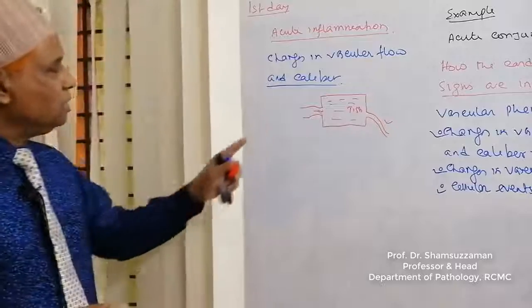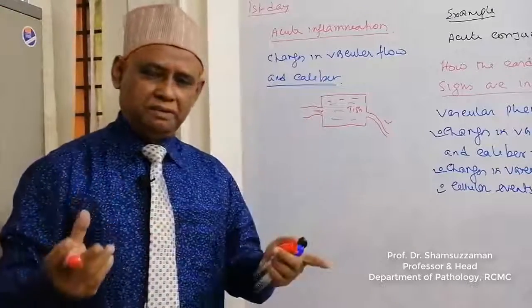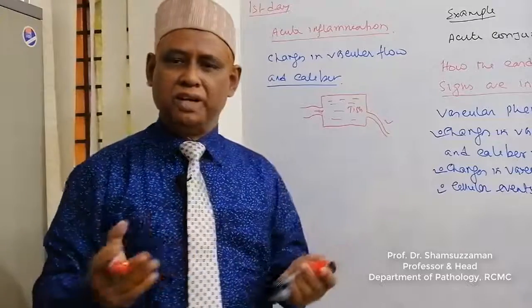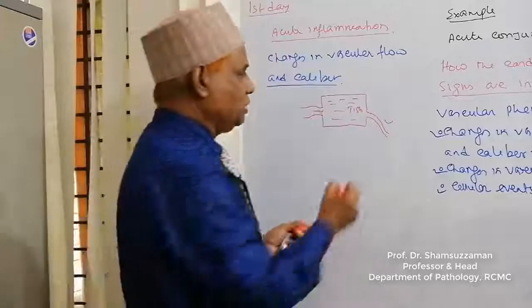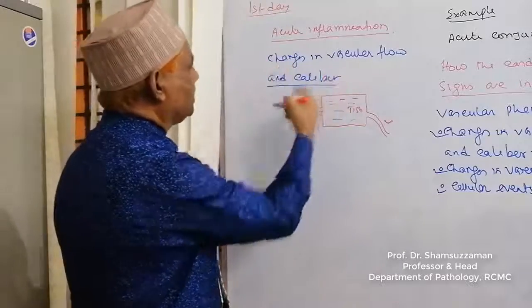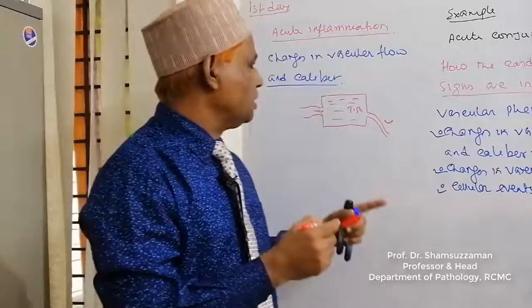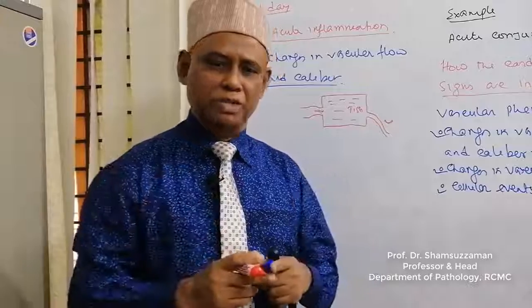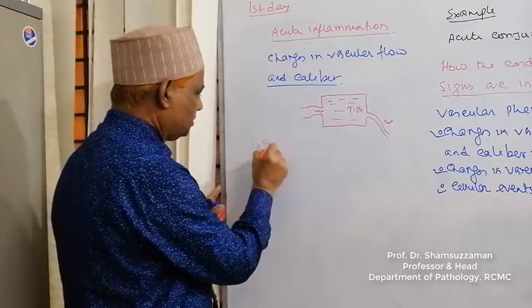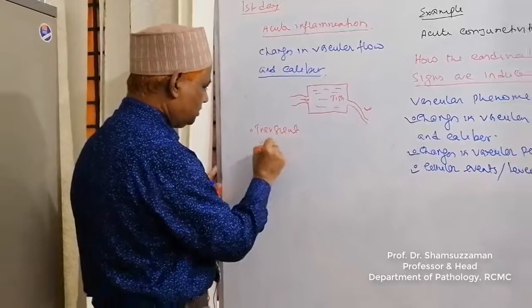Dear audience, you know, the arteriole can dilate and it can constrict, but the venule cannot dilate or constrict. The changes in vascular flow and caliber. What is the first change in vascular flow and caliber at the site of acute inflammation? The first change is transient vasoconstriction.